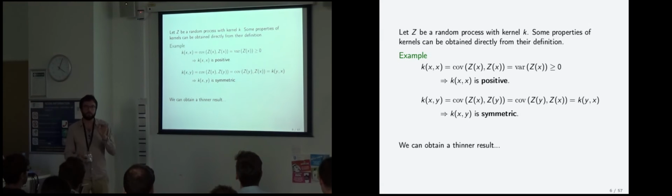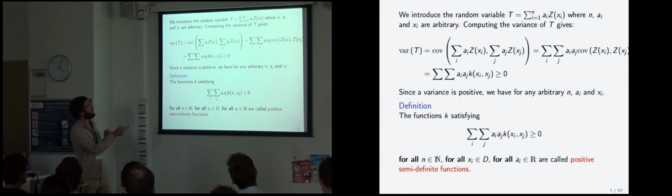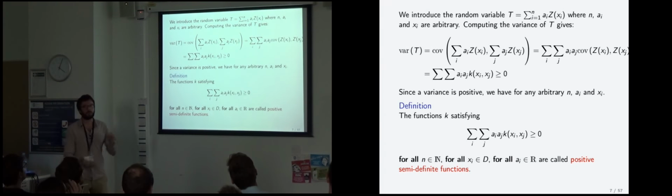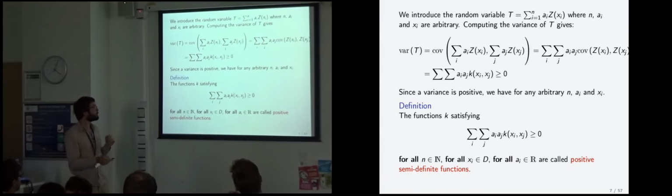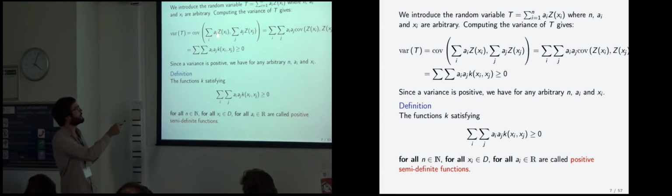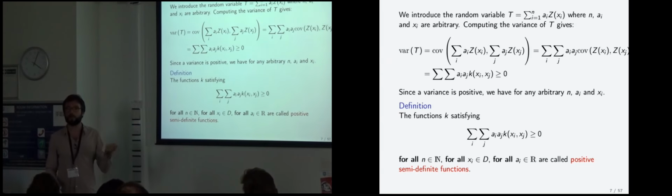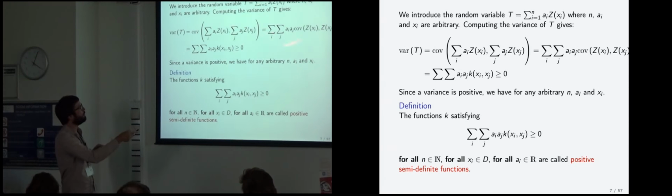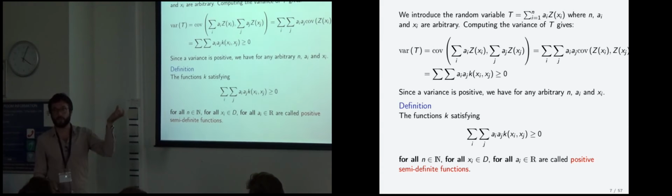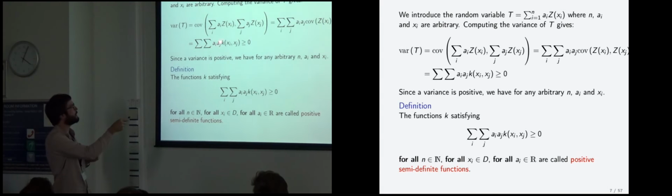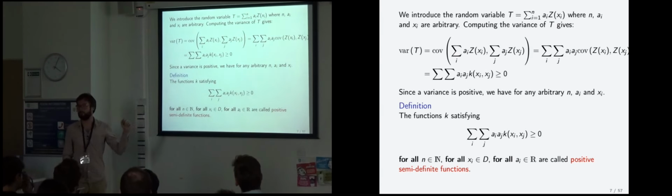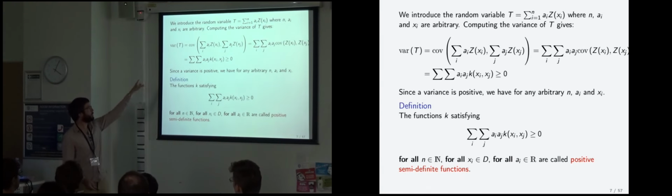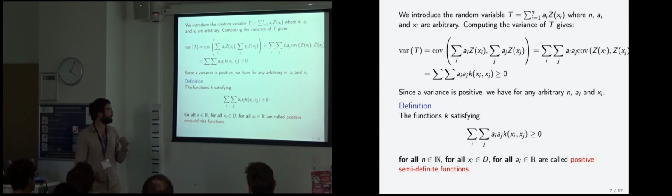We can obtain a result that is a bit more precise than what we just did. The idea behind that is to introduce a new random variable that will be a linear combination of the GP evaluated at some arbitrary locations. So this is just a univariate random variable, a classic one. And if we compute the variance of this, so this is the covariance of the linear combination with itself, we can use the linearity of the covariance operator, and we end up with this expression, and we recognize in here the kernel function. So this variance is equal to this quantity. And we know that the variance is positive, so this quantity, whatever the kernel you consider, has to be positive. And this is the definition of what we call a positive semi-definite function, all right? So according to just these 2 lines, any covariance must satisfy this condition.